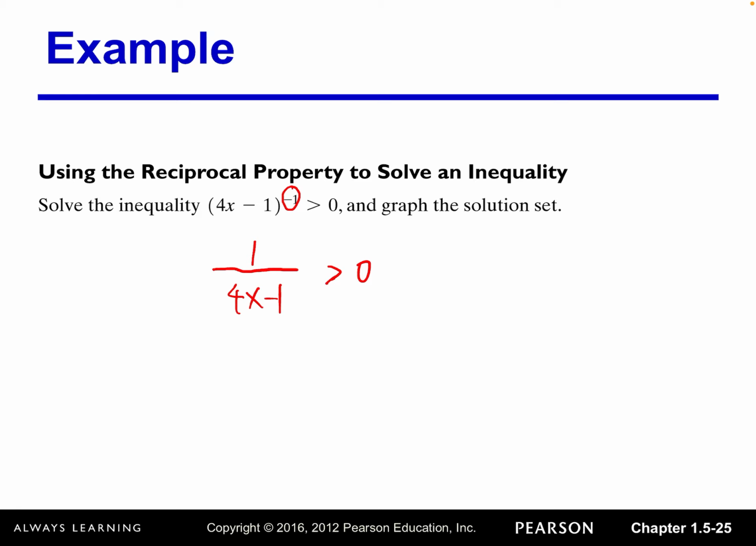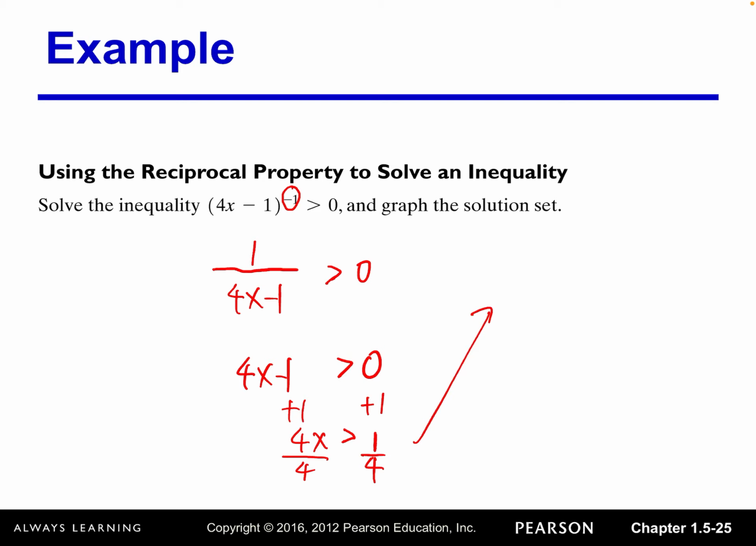And then reciprocal property tells us flip numerator denominator doesn't change the symbol, right? So 4x minus 1 greater than 0, we can just come directly to here. And then solving regular inequality, add a 1 on both sides. So we got a 4x, right hand side is 1. Addition property does not change the symbol. And then both sides divided by 4.